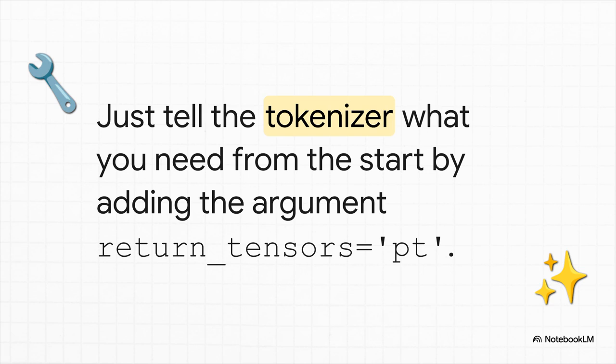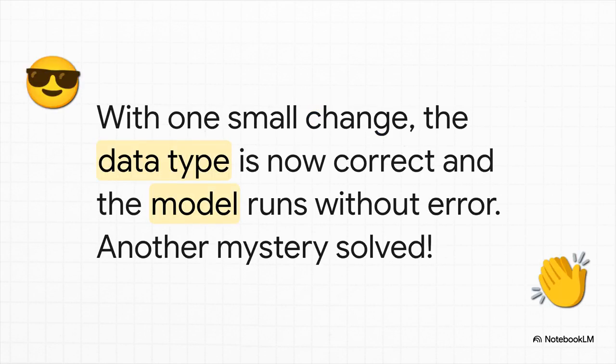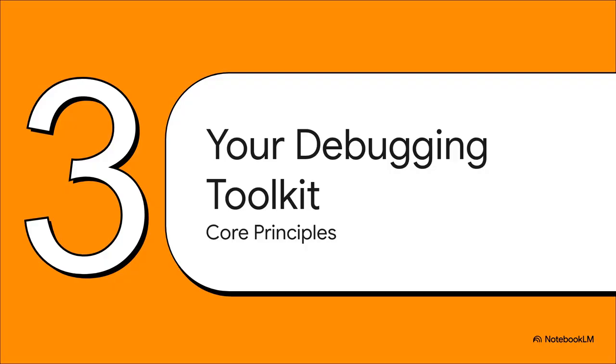And what's great is that the fix for this is just beautifully simple. All we have to do is go back to our tokenizer, the thing that prepares our data, and just tell it what we need right from the start. We add one little argument, return tensors equals PT. That's it. We're just telling it, hey, give me PyTorch tensors, not Python lists. And with that one tiny change, we run it again, and the model works perfectly. Boom, another case solved.